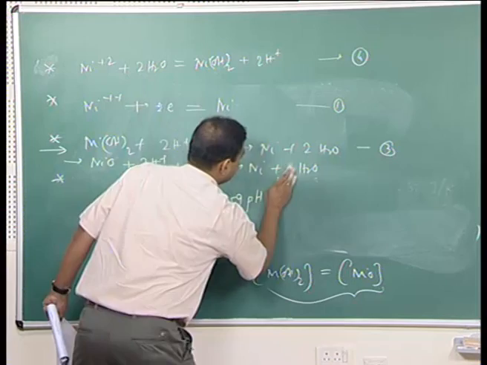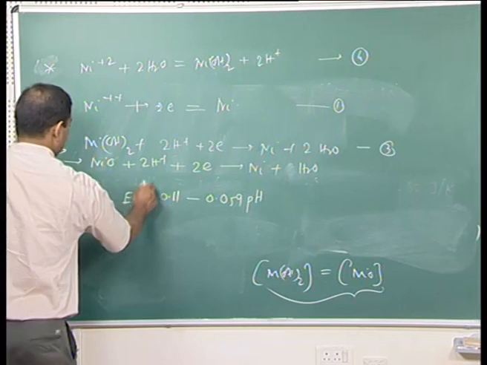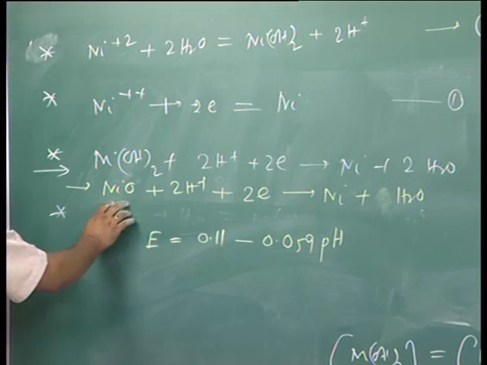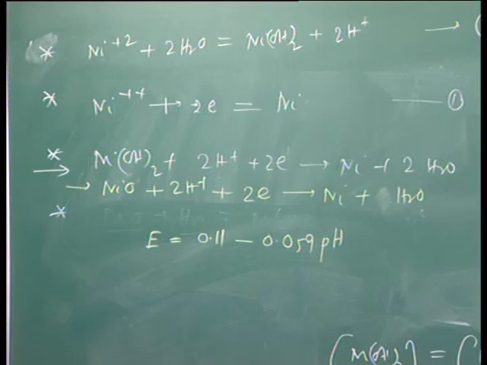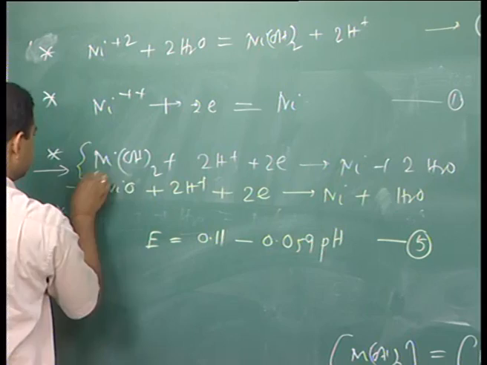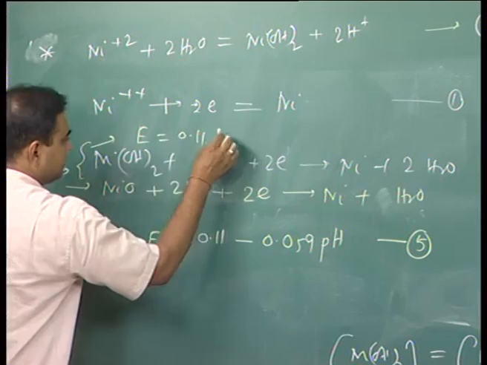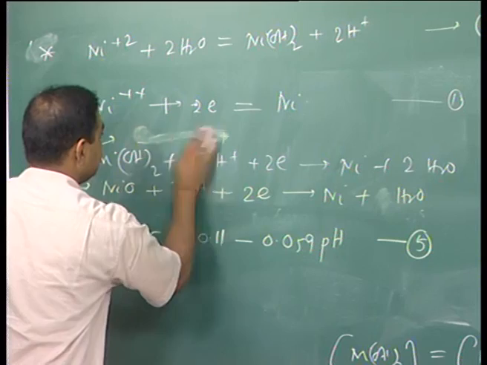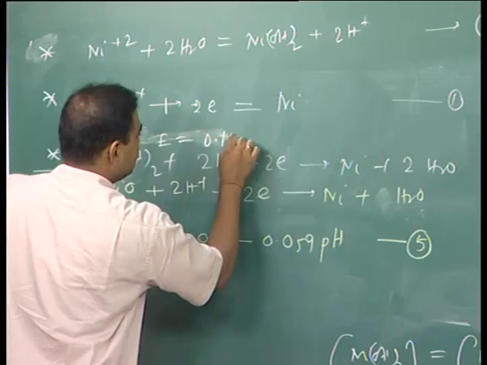So, if you calculate the standard reduction potential for this reaction, since this is a reduction process, you will see that this value becomes 0.11. Similarly, it would be related to pH of the solution, and the slope of that line would be 0.059. So, this equation, let me put it as 5. For this reaction, I know the relation E equal to 0.11 minus 0.059 pH.